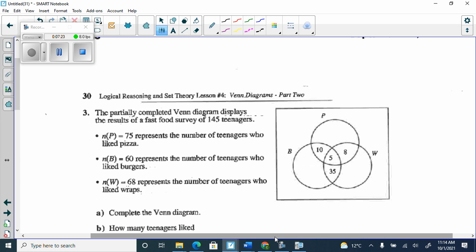So here it says, there are 145 teenagers surveyed. Of the 145, 75 like pizza. So 75 like pizza. How many already like pizza? They have to like other things as well. But how many already like pizza? 10, 8, 18, plus 5? 23. So how many like pizza only? 52.